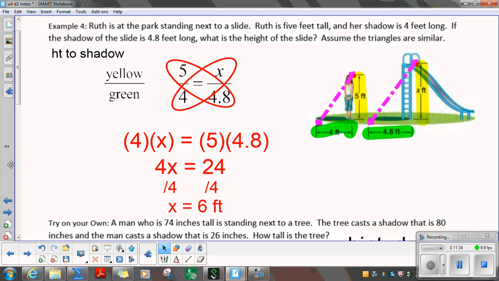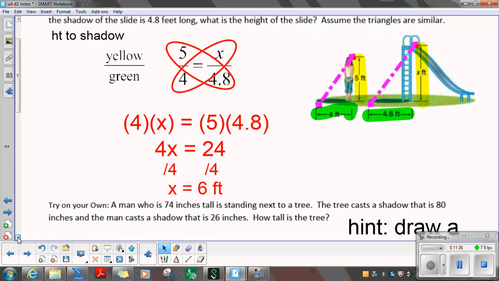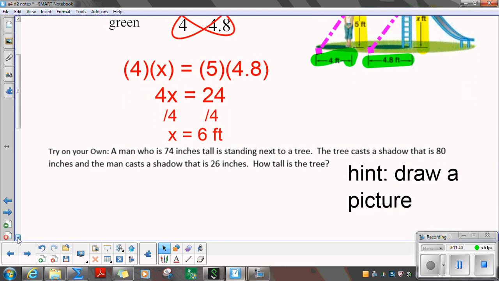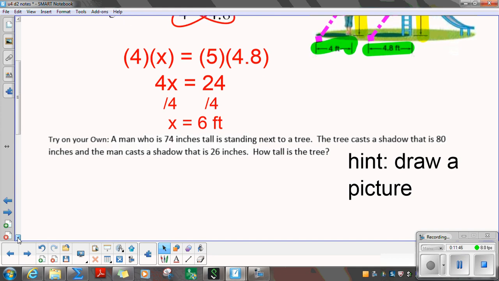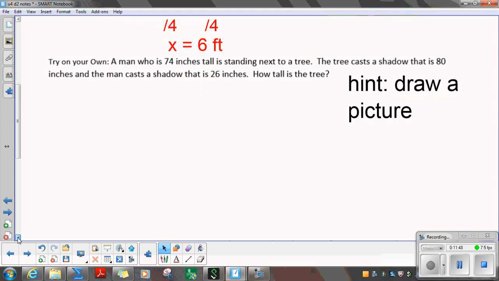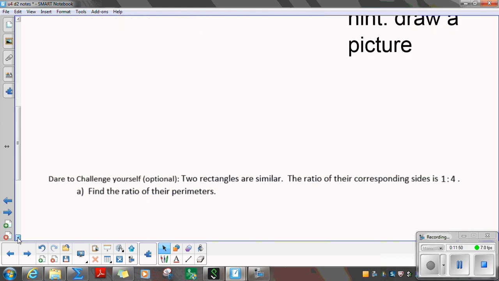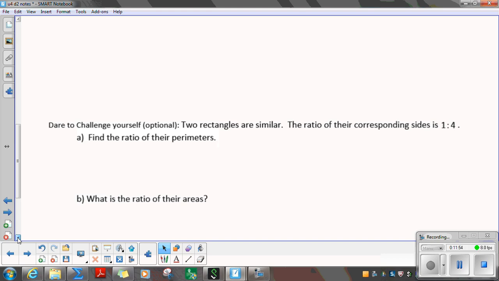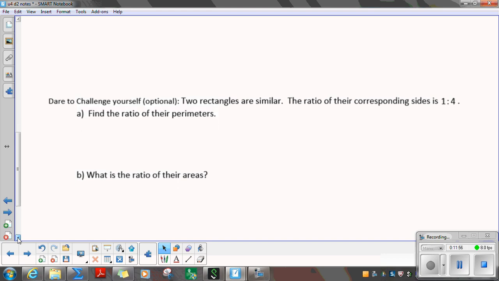Okay? You guys are going to try this last one on your own. My hint for you is to draw a picture. Okay? So draw a little picture. It doesn't have to be pretty. Just draw a little picture and you can figure it out that way. And then the last little bit is a challenge question. You don't have to do it. However, it's not a horrible thing to try. Okay, we'll go over the answers to it in class. And if you guys have any questions on it, we can go over that as well.